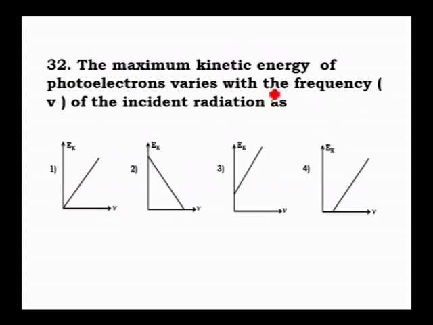Then, the maximum kinetic energy of photoelectrons varies with frequency of incident light. The graph is already explained. The correct answer is the fourth one. Kinetic energy versus frequency is a straight line but not passing through the origin. Why? Because there is a threshold frequency. Slope is equal to h, the x intercept is threshold frequency, and the y intercept is work function.